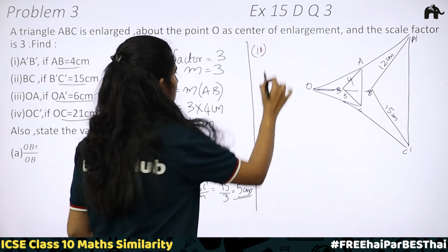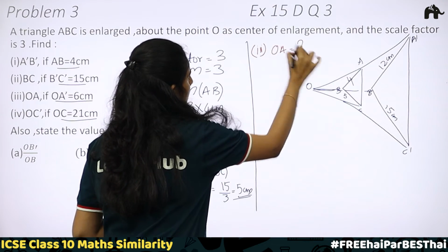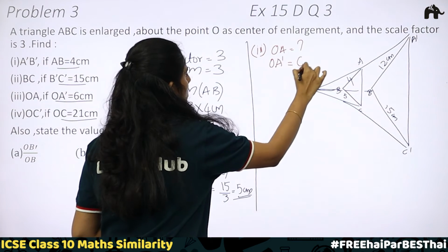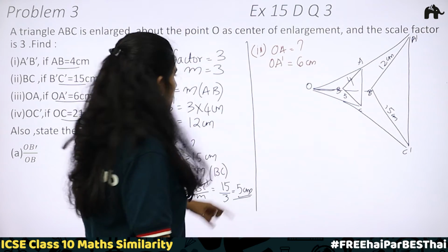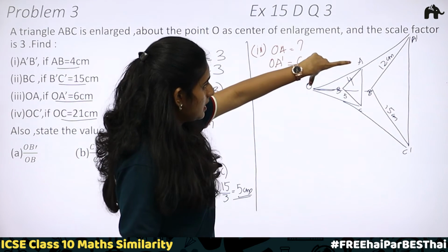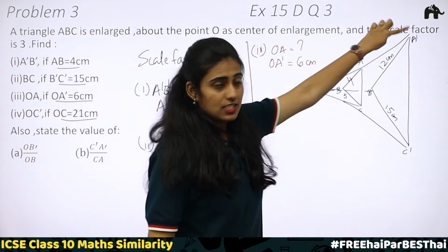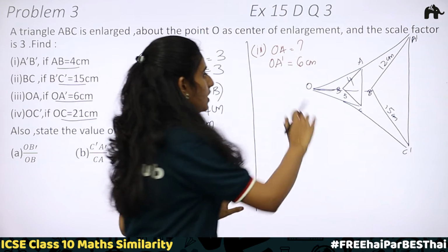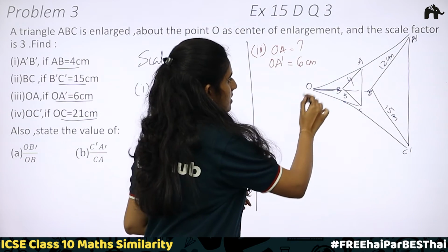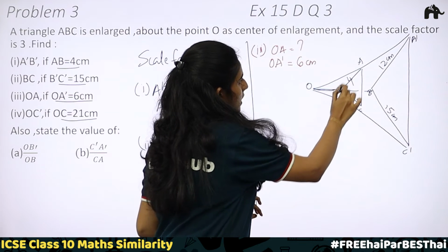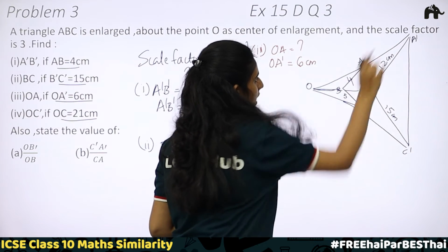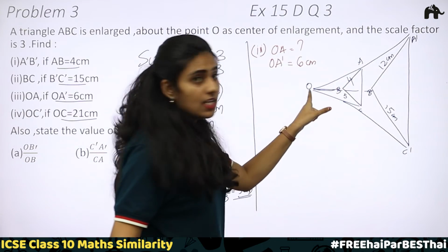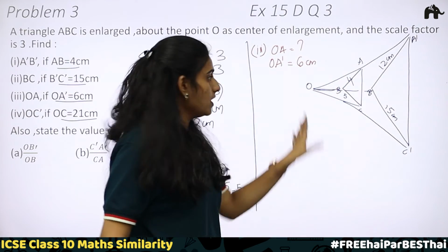we have to find OA if OA dash is equal to 6 centimeter. OA is this length given OA dash. This length is equal to 6 centimeter. So if you consider triangles, if I consider a triangle OBA and OB dash A dash, they will be similar because this small triangle is enlarged with the center of enlargement O.